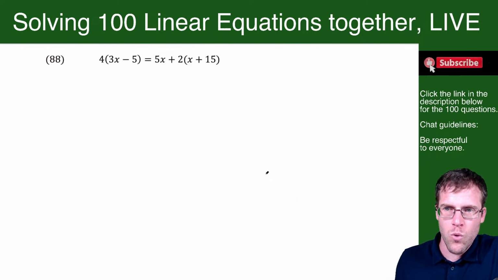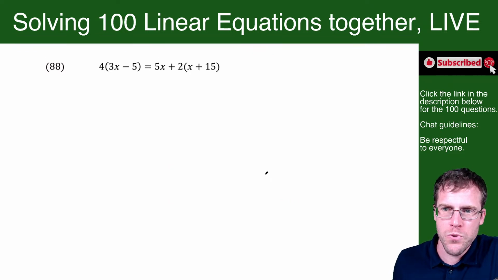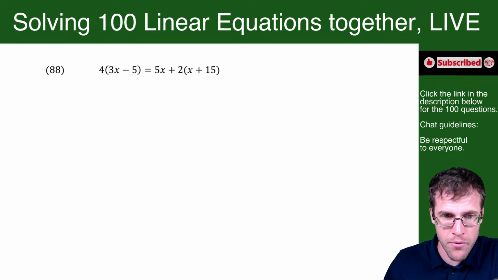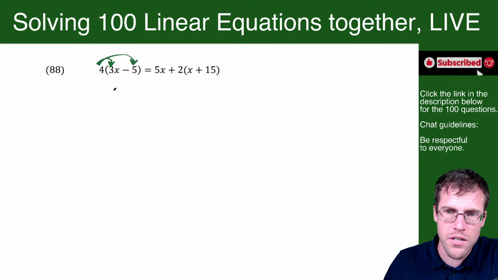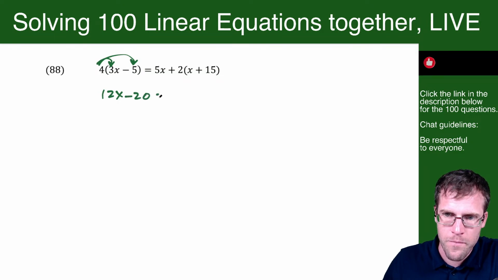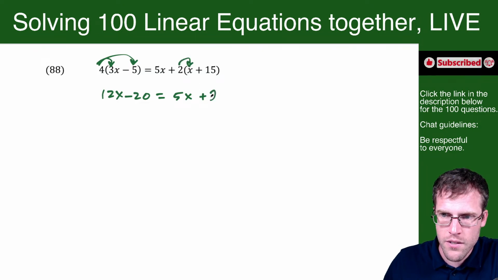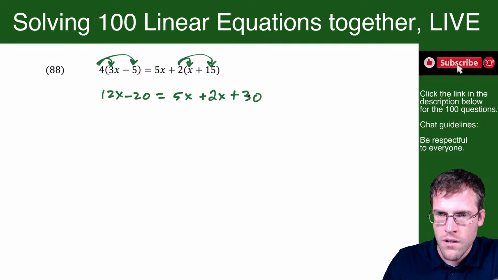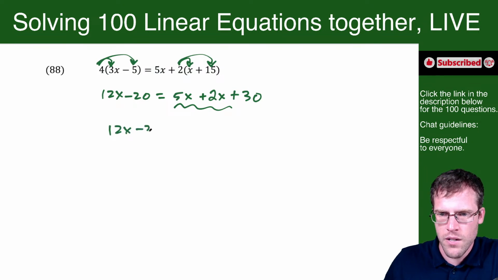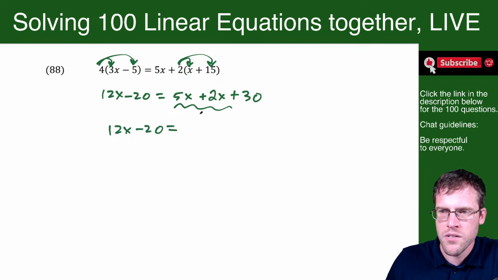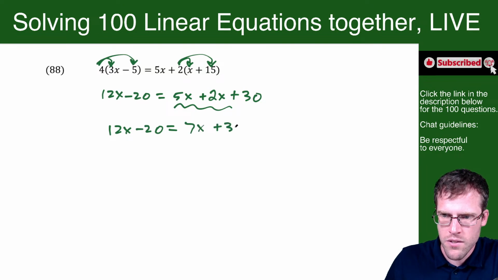So 88, more distributive property. For this one, same idea, parentheses, I'm thinking distribute right away. I'm going to do something a little different in this question, you'll see in a moment. So 4 times 3x is 12x. 4 times minus 5 is minus 20. Equals 5x plus 2 times x is 2x, and 2 times 15 is 30. Once we get to this step, 12x minus 20, the combine like terms step, 5x plus 2x is 7x, and we have plus 30.